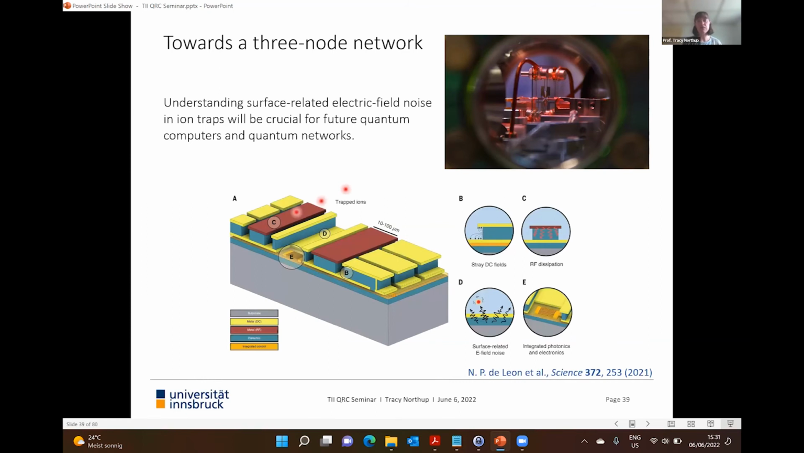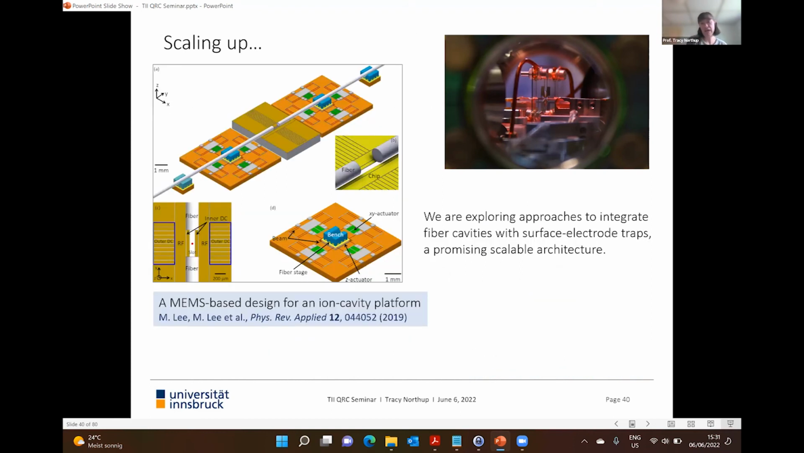And broadly, what we're interested in with these miniaturized ion trap cavity systems is generating scalable systems so that we can link together not just 2 or 3 systems in the future, but many systems that are easier to build. But something that's going to be crucial in that effort is understanding surface-related electric field noise, because trying to build smaller, more compact, scalable systems comes with its own set of technology challenges. And we've been working on some different scalable architectures. One of them is shown in this picture here.